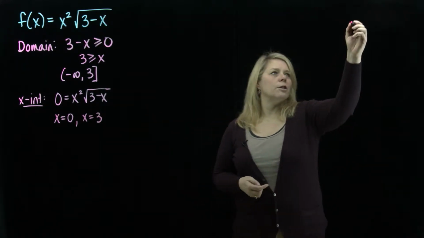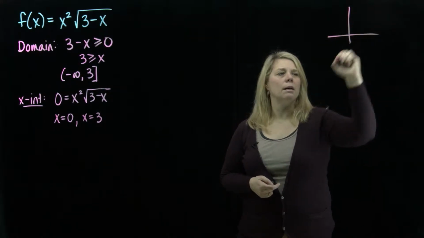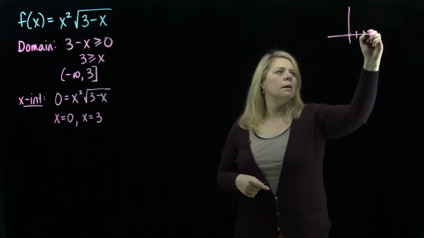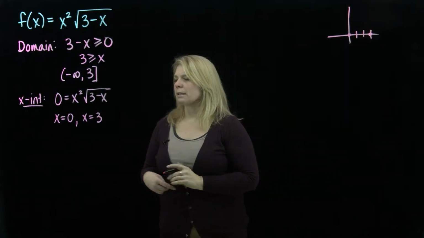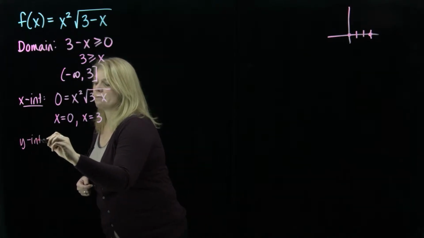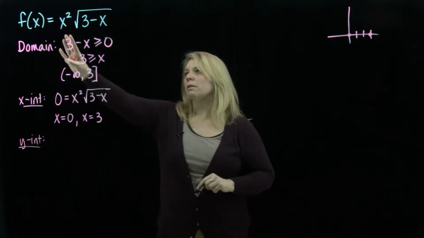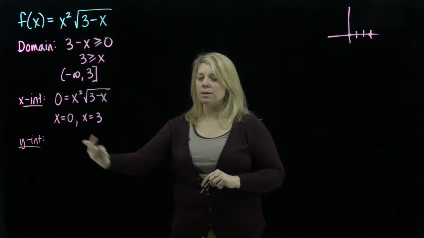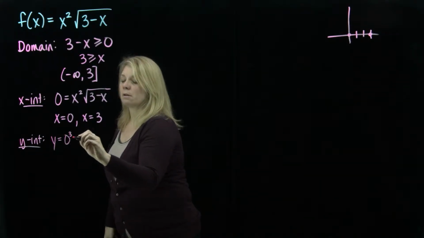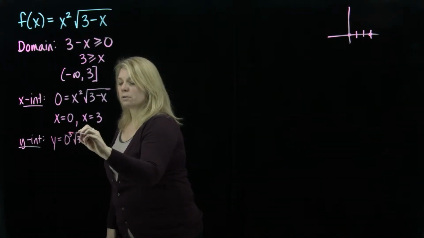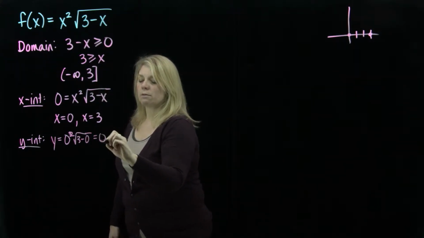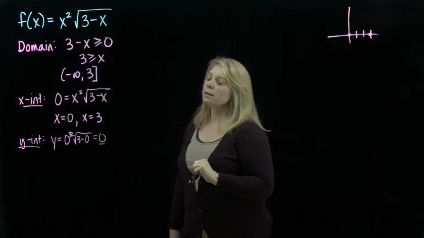So I have two x-intercepts on the graph, one at x equals 0 and one at x equals 3. I'm going to do a little sketch of a small graph up here. We'll look at a little bit better graph later. But I know I should have a couple points on the graph at x equals 0 and x equals 3. Another important point might be a y-intercept. To find a y-intercept, that occurs when x is 0. So putting in x equals 0 actually turns out to be the same point we've got here. When I put in x equals 0, 0 squared times the square root of 3 minus 0, I get 0. So y equals 0 is our only y-intercept.